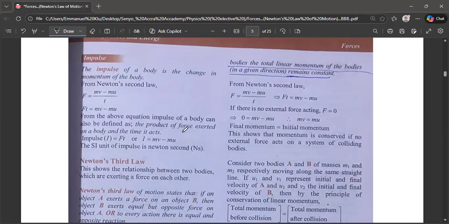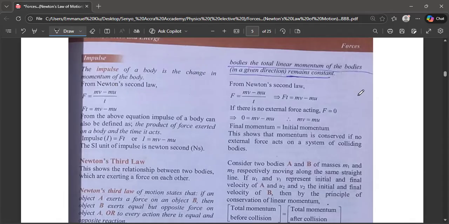Kindly take it one more time. So relax. What they are just trying to say is that the impulse of a body is the change in momentum of the body. I believe you have seen change in momentum. Now you know what change in momentum is. What is the value of final momentum? mv. Good. So if they say change in momentum, it is mv minus mu. Or you can just say impulse.